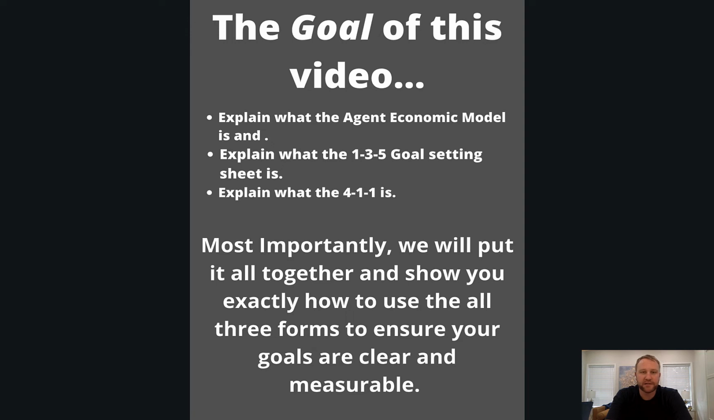So we're going to do a couple things in this video. First off, explain what the agent economic model is, what the 135 goal setting sheet is, as well as what the 411 is. And then, of course, tying it all together, we're going to show you how to use all three forms to ensure that your goals are clear and measurable. Because again, we want to do two things when we are creating goals. We want to make sure they're clear so we know exactly where we're going, and we want to make sure they're measurable so we know if we are close, far away, or somewhere in between on our goals on the way to the destination.